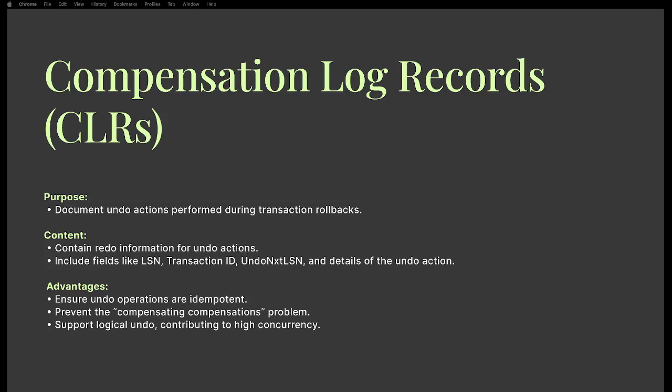So next thing will be around CLR. CLR stands for compensation log records, right? What they do is they record during rollbacks, containing redo information so that undo operations can be redone if necessary. What this does is ensure that undo operations are independent, repeating them doesn't cause inconsistency, right? And it prevents issues like compensating compensations. And CLRs also support logical undo, which enhances the concurrency of our system.